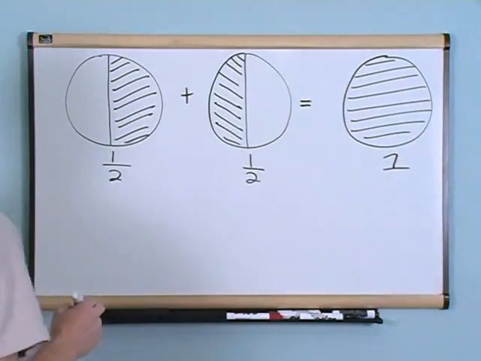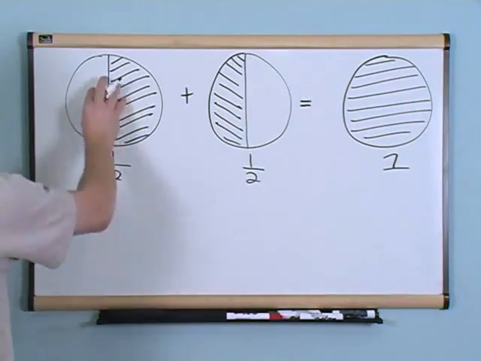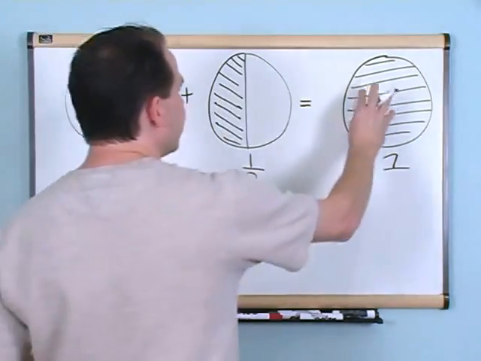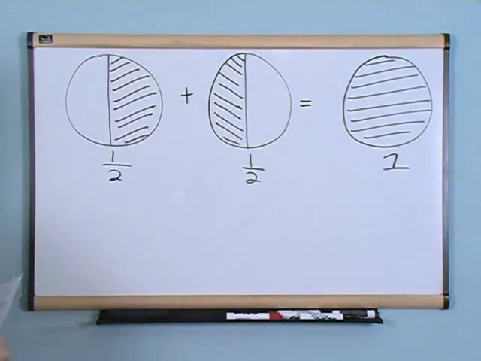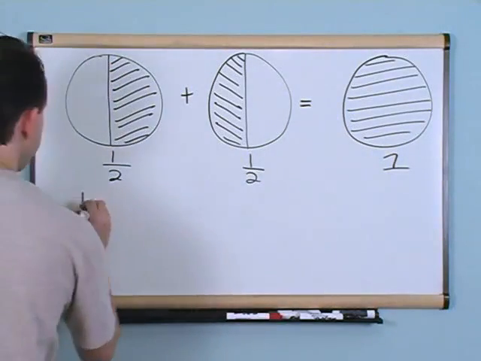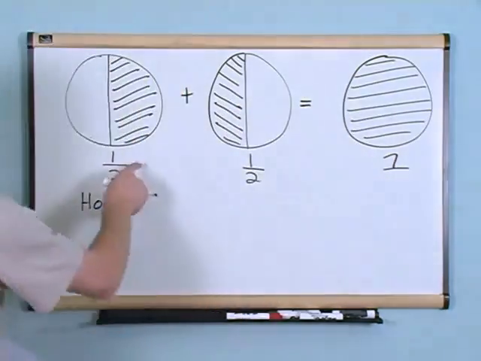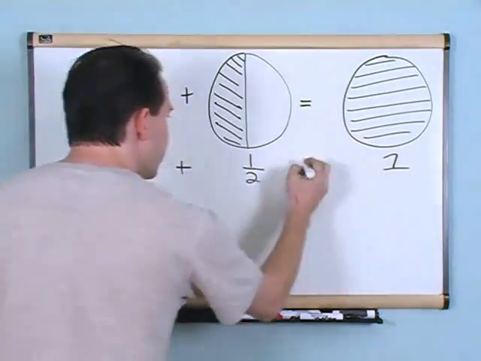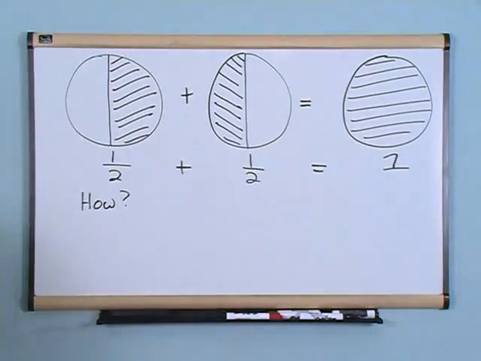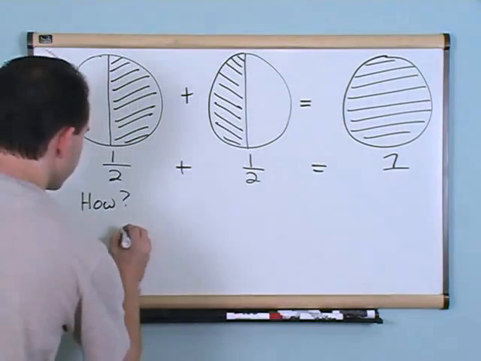So what we've done is we've taken a fraction and added it to another fraction and we've ended up with a number here. Now, how can this be? I mean, it makes sense just by looking at the pictures, but how does this added with this equal 1? And that's what I'm going to teach you here. Let's go ahead and write it down.